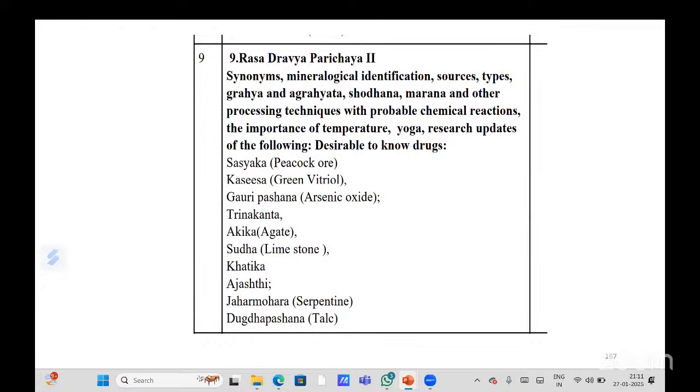So this syllabus point number carries 5 marks. You may get one question of short answer that may be Shodhana and Marana. Because in this point, Shodhana Marana must know, remaining are desired to know.